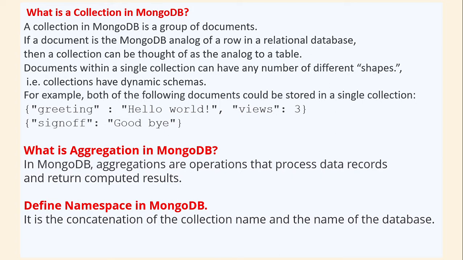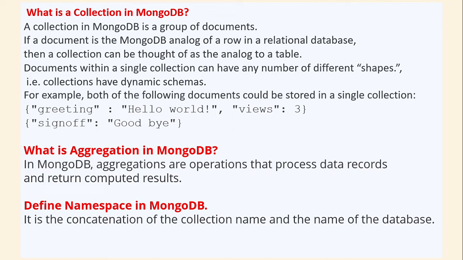What is a collection in MongoDB? A collection in MongoDB is a group of documents. If a document in MongoDB is analogous to a row in a relational database, then a collection can be thought of as the analog to a table. Documents within a single collection can have any number of different shapes, that is, a collection has a dynamic schema. For example, you can see here in the second row, the number of key-value pairs is different.